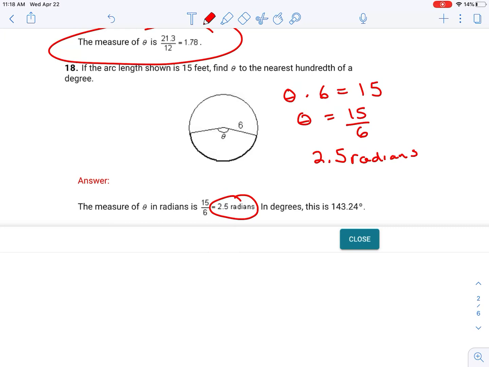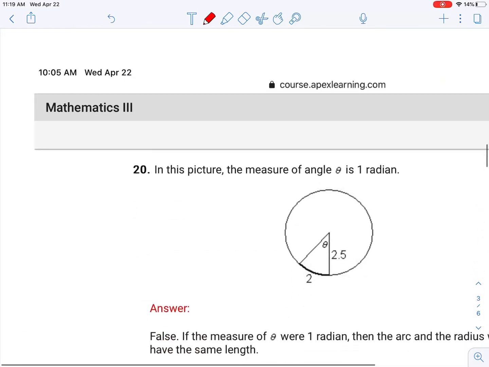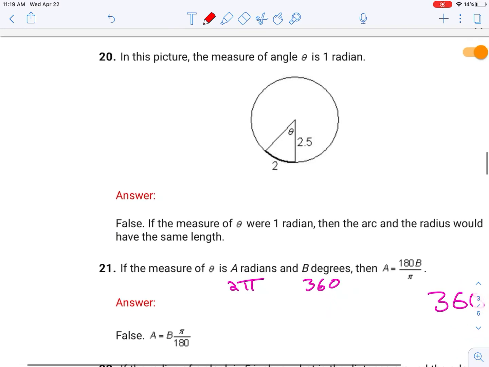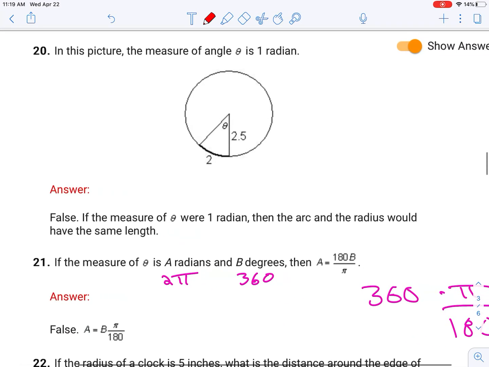But they want this answer in degrees, okay? So in order to make this into degrees, I would need to take 2.5 radians and then multiply that by 180 over pi. And that's going to give me the answer in degrees. Okay, moving on a little bit further.